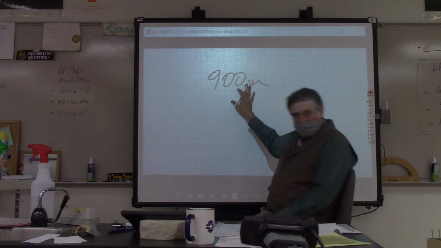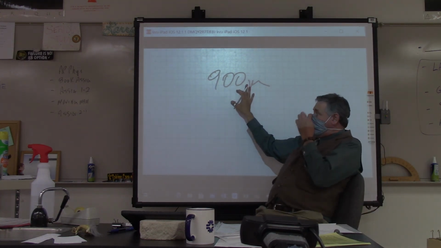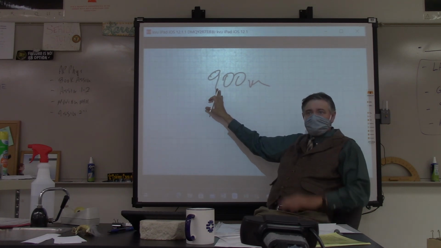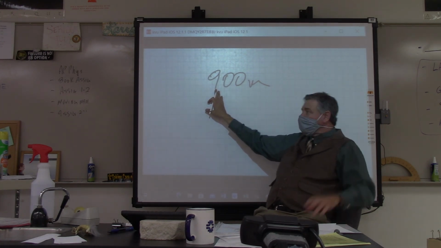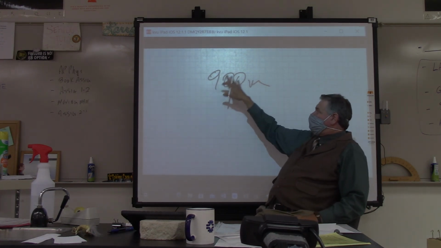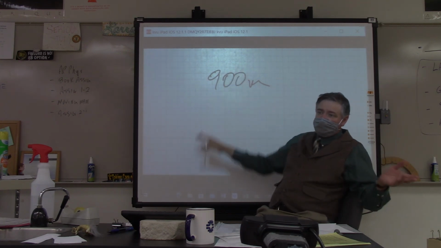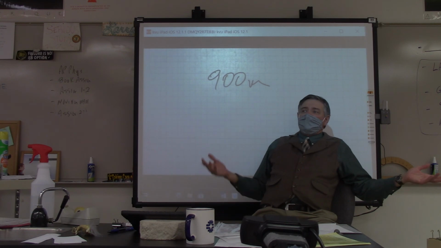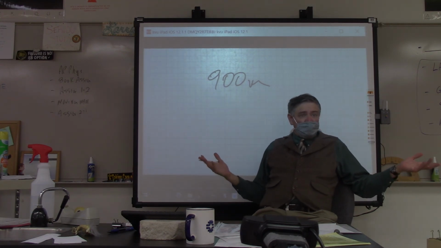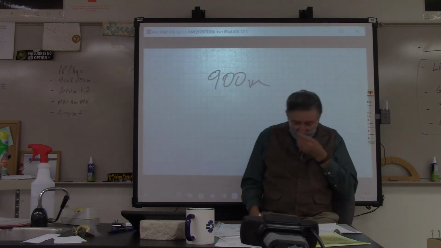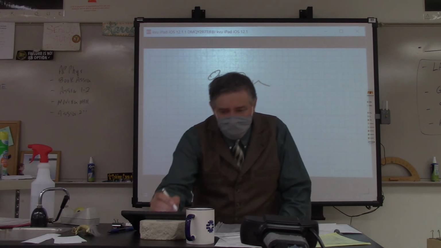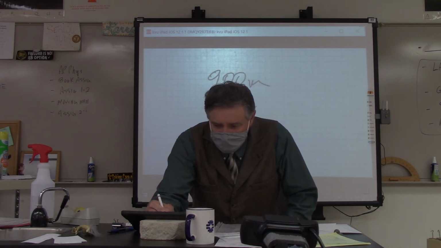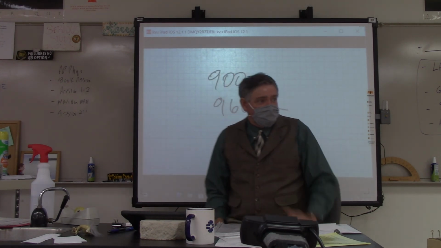So if there's not a decimal place, you find the first non-zero digit and you count left. This one is an estimate. How far is it? It's about 900 meters. I didn't measure it with a tape measure, and sometimes that's all we need. Hey, it's 900 meters. Now, if I say, hey, how far is it, and you say it's 960 meters, okay?